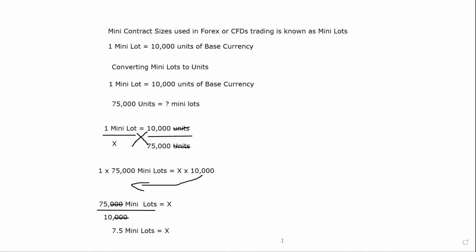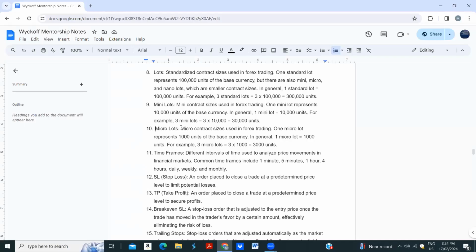All right, now let's move on to the next slide, the next phase of the document. Now here are micro lots. So micro lots are the micro contract sizes used in forex trading. One micro lot represents 100,000 units of the base currency. Okay, sorry, one micro lot represents 1,000 units of the base currency. In general, one micro lot is 1,000 units. For example, 3 micro lots is equal to 3,000 units.